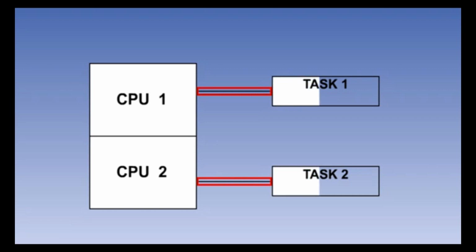Multiprocessing is the use of two or more central processing units or CPUs within a single computer system. This type of computer can genuinely complete a number of tasks simultaneously.